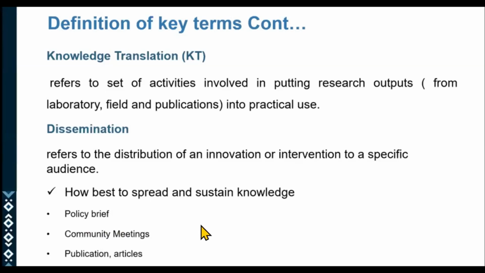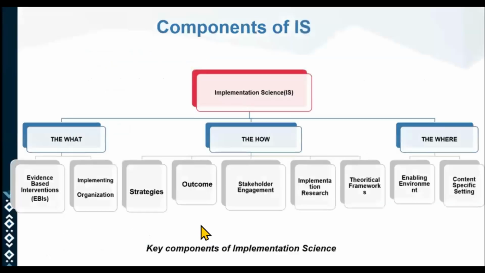So we're going to the concept of implementation science. When we talk about implementation science, we want to look at it in the categories of the what, the how, and the where. So when we talk about the what, that's the component of the intervention itself. That's the evidence-based intervention, which we're going to be looking at in detail. The how refers mostly to the processes we use to integrate the intervention into practice in our setting.